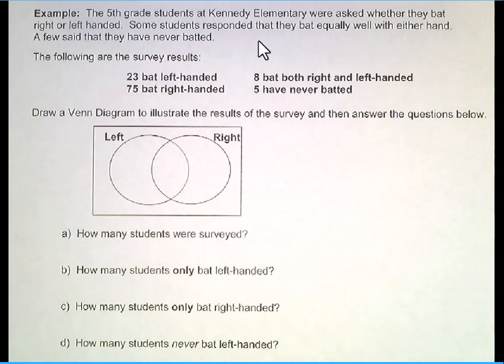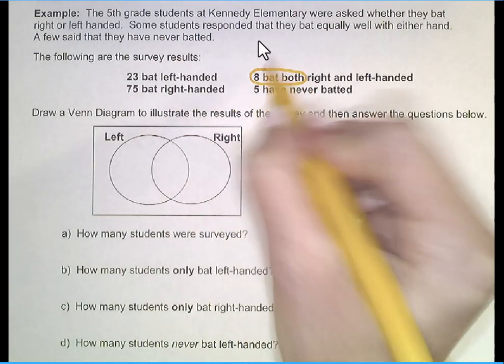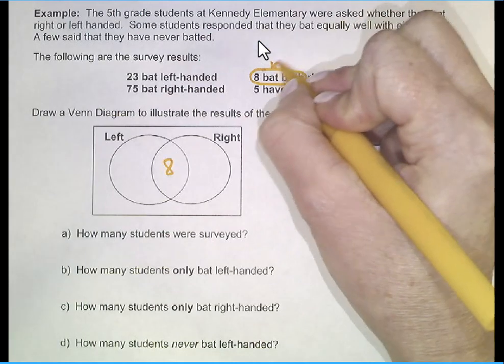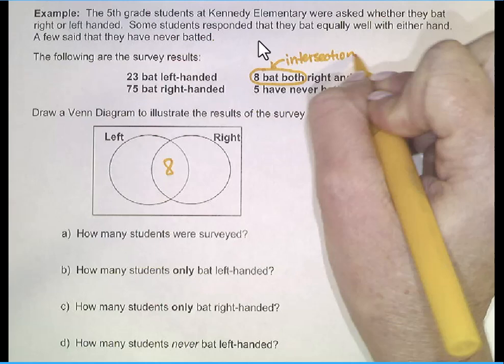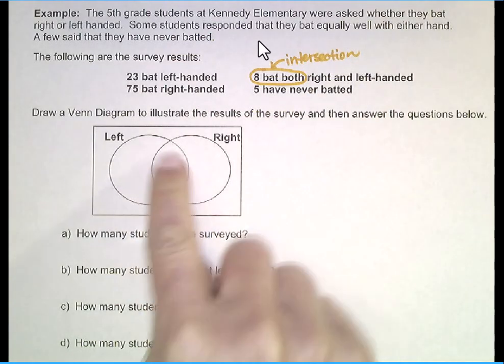You always, always, always start with the intersection. So the fact that they said there was 8 that bat both, that's where you want to start. You're going to put these 8 right in the center. So we've already accounted for 8 of the students. That's your intersection. So these circles overlap because obviously we have some students that are in the middle.